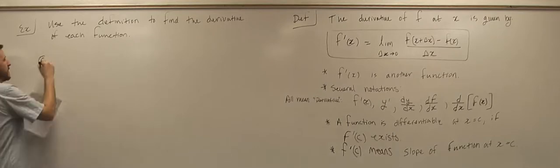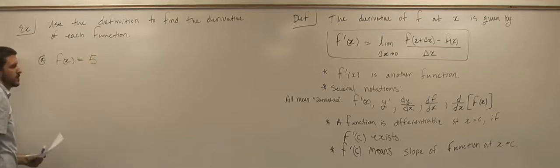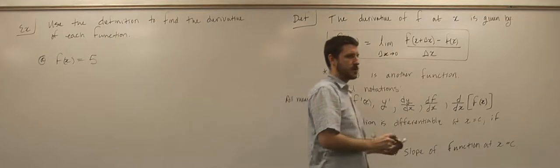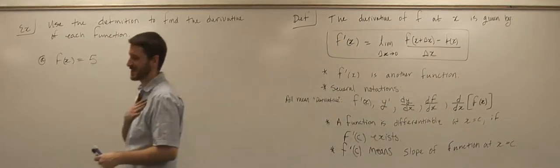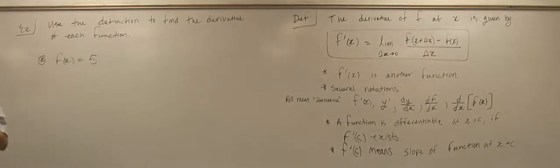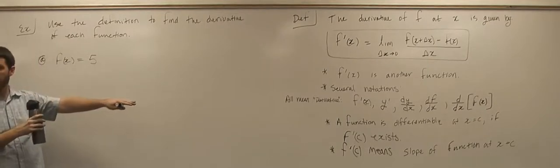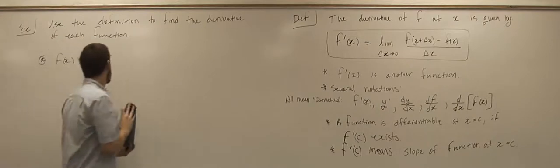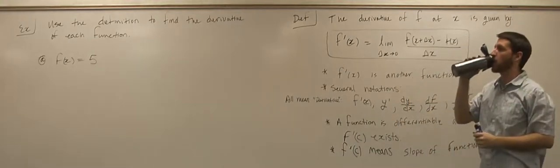I'll start you off with, I guess, the easiest possible function I'm going to ask you to find the derivative of. f of x equals 5. If I know anything about what a derivative means, the derivative of this should always be 0. Why? Because it's a horizontal line. And what's the slope of a horizontal line? 0. But we're going to use the definition.